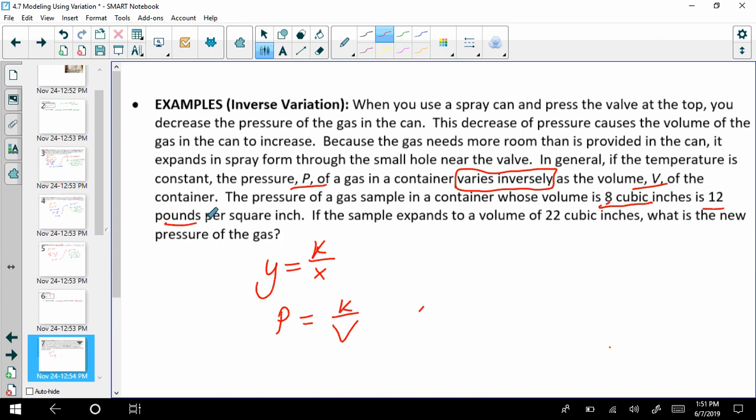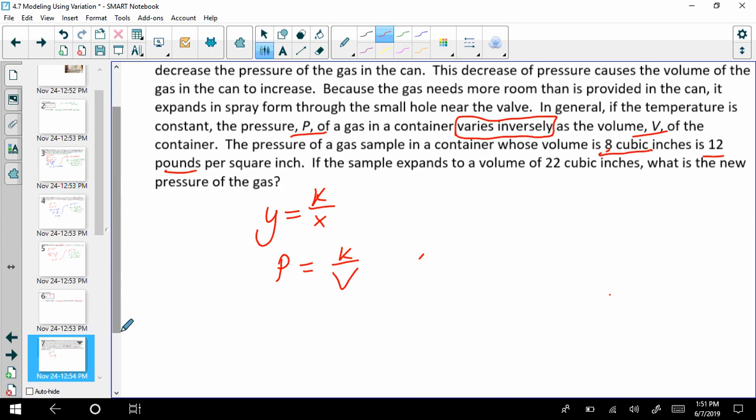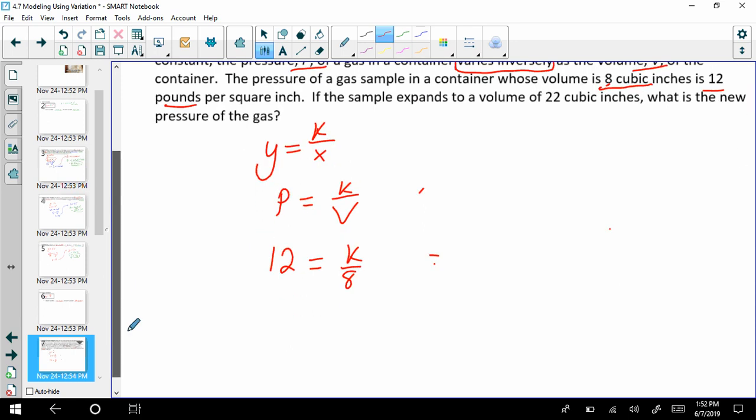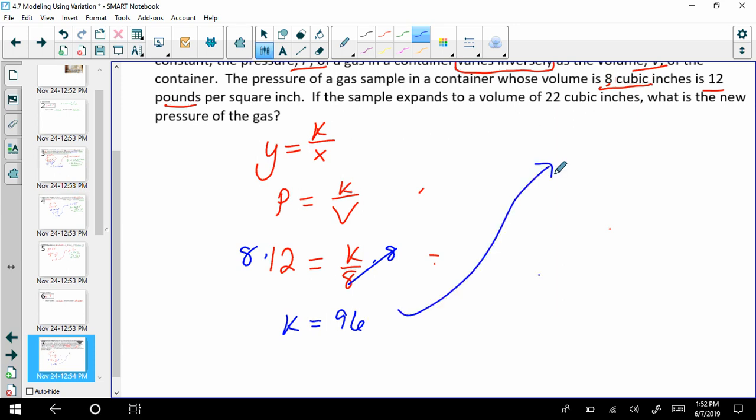Okay, now it says the pressure of a gas sample in a container whose volume is 8 is 12. So we're going to substitute those values in. So the volume is 8 when the pressure is 12. So if I want to solve for K, to cancel out dividing by 8, I would times by 8. So my constant K is 96. Now let's write the equation.